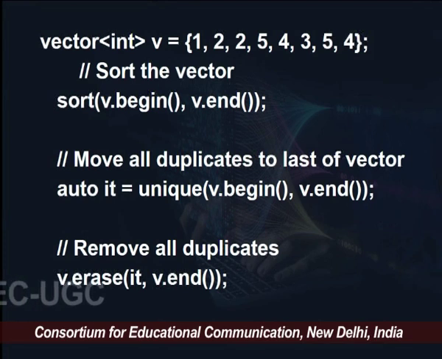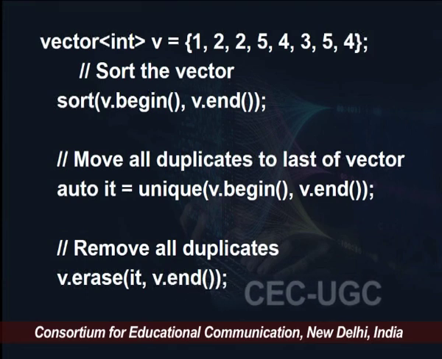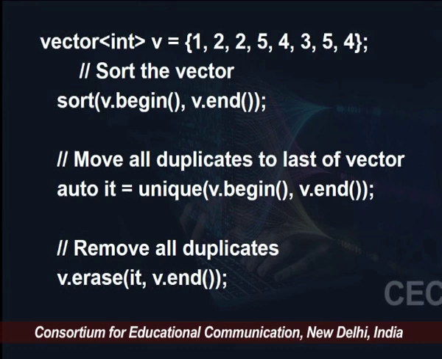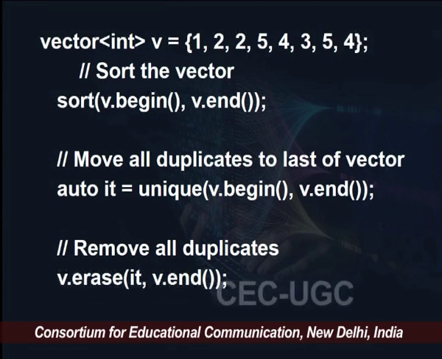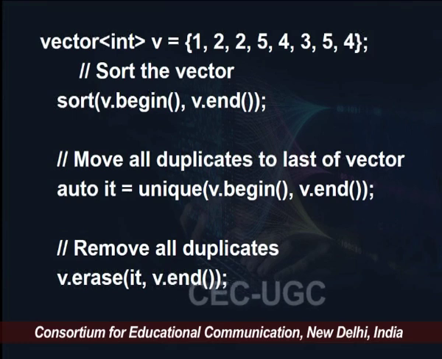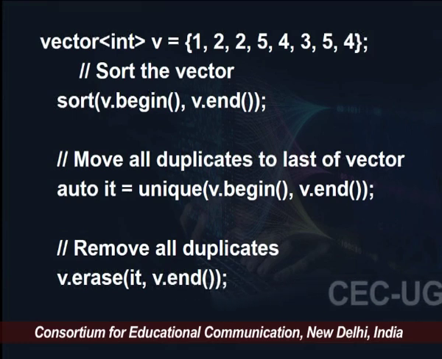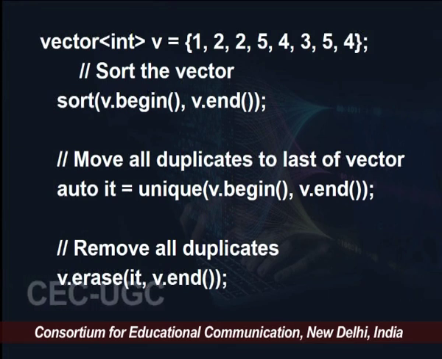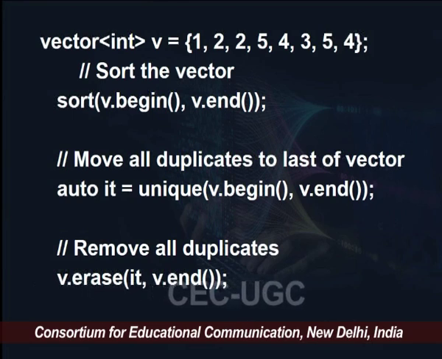So, how can these functions be used to remove the duplicates from a vector? Let us see. We have a vector which has multiple values. The digit 2 occurs 2 times, then 5 also occurs 2 times, and 4 also occurs 2 times. We need to remove all the duplicate elements. For this, the first step is to sort, starting from v dot begin to v dot end, and I hope you are clear with this syntax now.